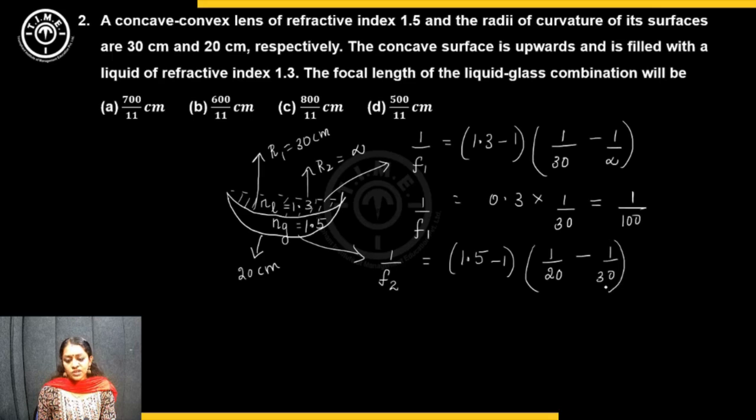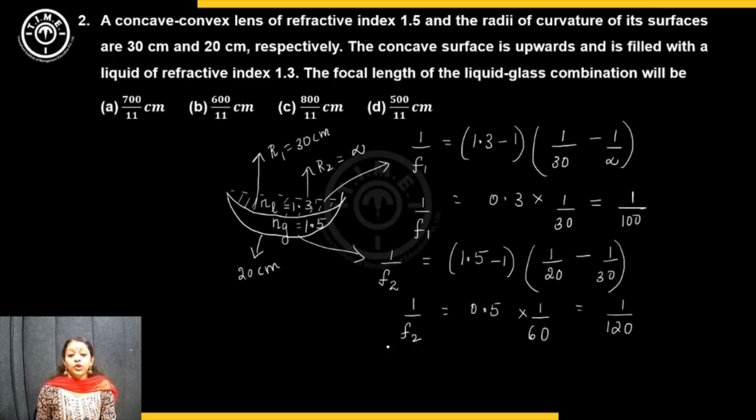See the sign conventions also, both are measured towards the same side. So what will you get here? 1.5 minus 1 is 0.5 into this will give you 10/600, that is 1/60. So this will give you 1/120 as the value of 1/f2.